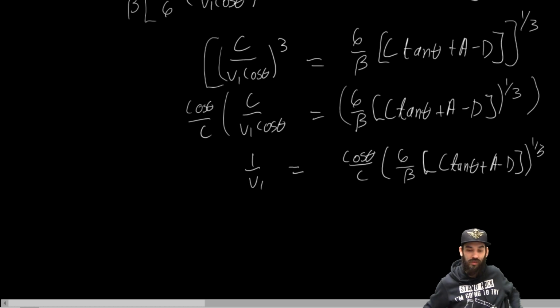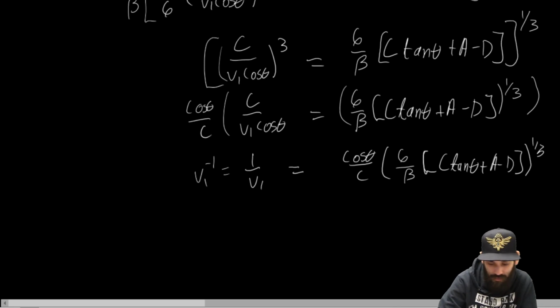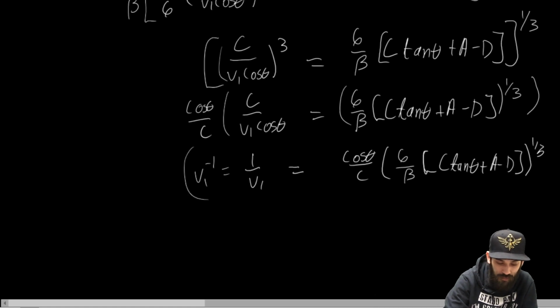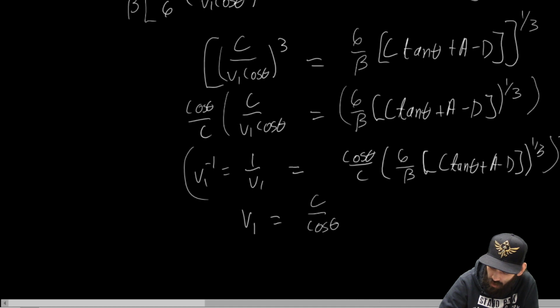Now the last thing that we need to do is flip the whole thing over, because our v1 is in the denominator. So really this is the same thing as v1 to the minus 1. So we can take the whole thing to the minus 1. Okay. So when we do that, we have v1 is going to be equal to cosine theta over c to the negative 1, which is going to give us c over cosine of theta.